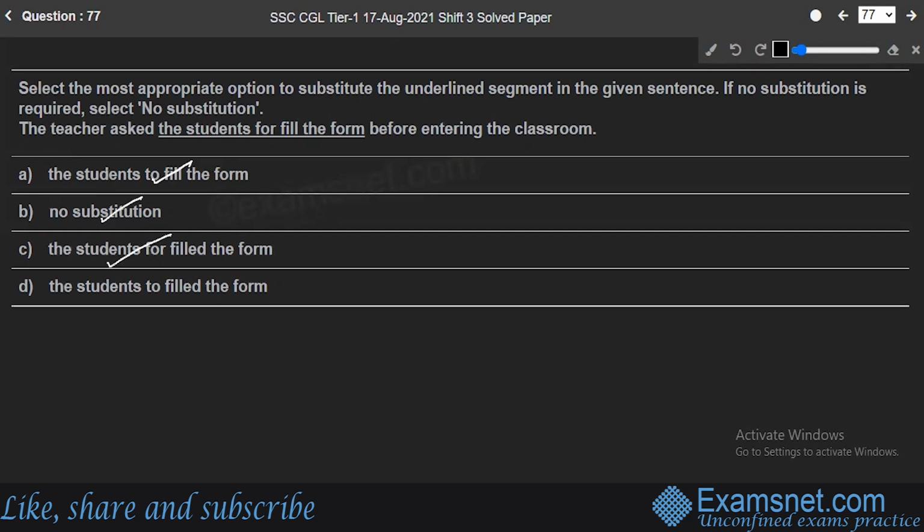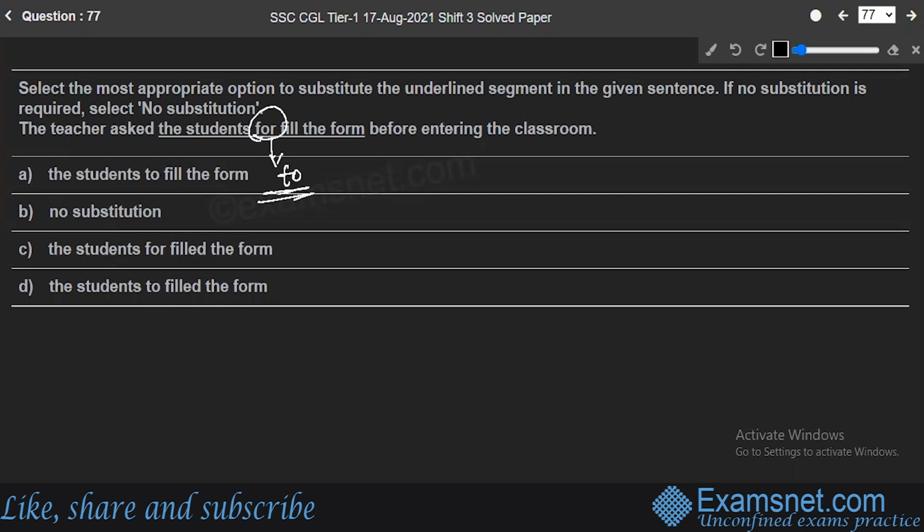The students for filled the form, the students to filled the form. Reading this, of course, the use of preposition "for" here is incorrect. Before the base form "fill", the "for" should be replaced by "to". The to-infinitive should be used in place of the preposition "for".